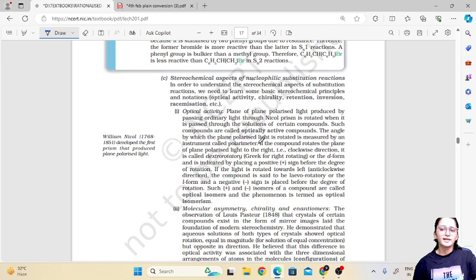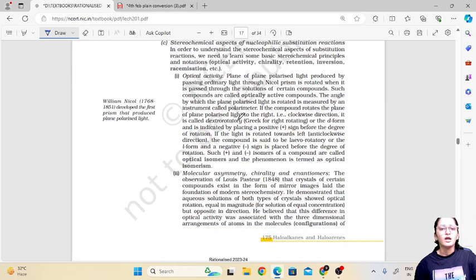Then the stereochemical aspects of nucleophilic substitution reactions. Here we have optical activity, chirality, retention, inversion and racemization. Now what is optical activity? Optical activity means plane polarized light is produced by passing ordinary light through a Nicol prism. This is the way to produce polarized light. When it passes through solutions of certain compounds and is rotated, those compounds are called optically active compounds.